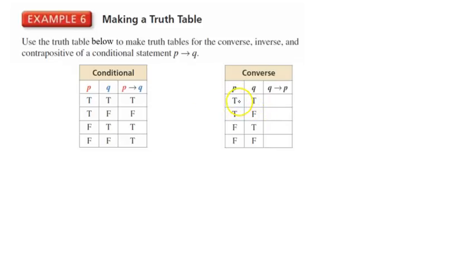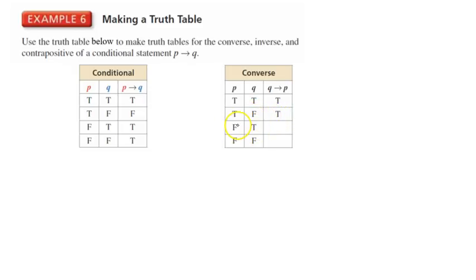The converse is Q implies P. So now we're going to start with Q and say, this is now my hypothesis and that's my conclusion. So true implies true is true. False implies true. Remember, this is now our false hypothesis, so it doesn't matter what our new conclusion is. The whole statement is true.